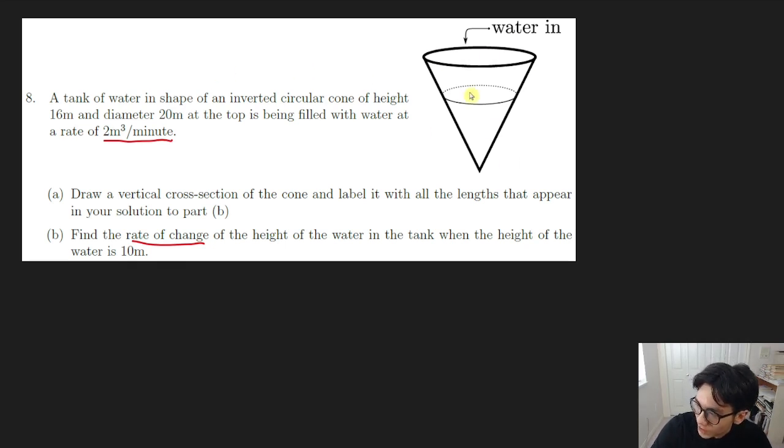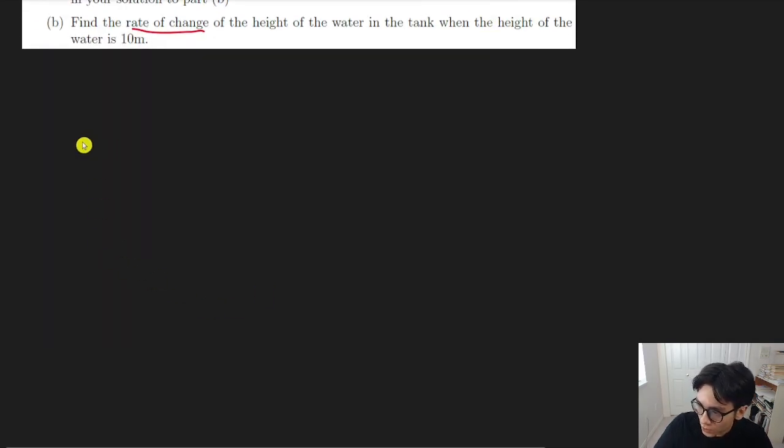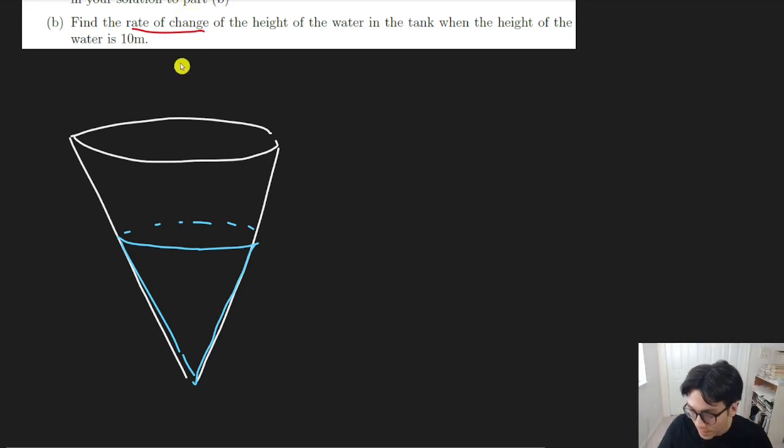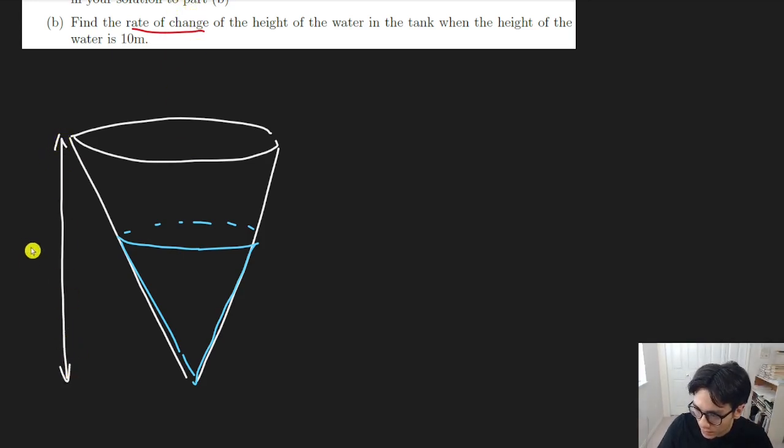Now, here's a shape of the cone. They give us what's going on. You can imagine this is the cone. And this is the water level, the top of the water level in the cone. That's not filling up the whole thing yet. So let's try drawing this out here again. So here's our cone. And let's see, here's our water level. Okay. And we're given in the question that the height of the cone is 16 meters. That means this length here is 16. And also the diameter of the cone, that means the distance all the way across from its circular base, is 20 meters.